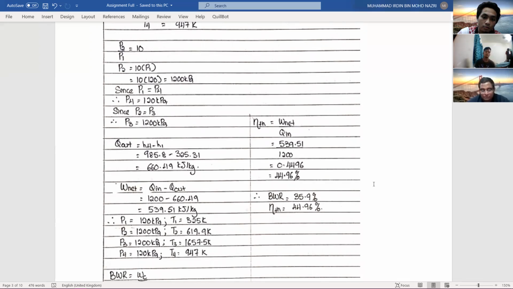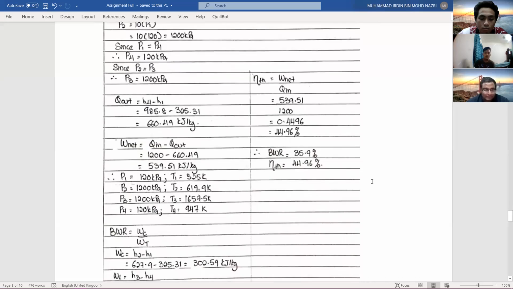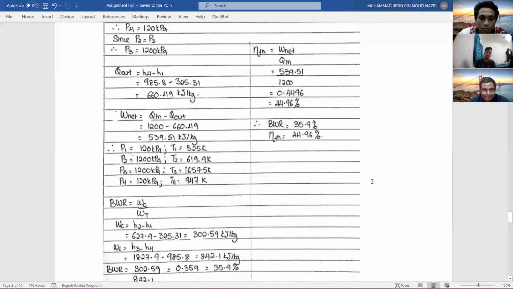Since it occurs at constant pressure, P1 equals P4, where P4 is 120 kilopascal. Another thing is that P2 equals P3 because it is constant, so P3 is 1200 kilopascal. From there, by using H4 and H1, we can find Q out, which is 660.49 kilojoule per kg. From there, we need to find the net work, which should be between 500 and 600, as given by the question.